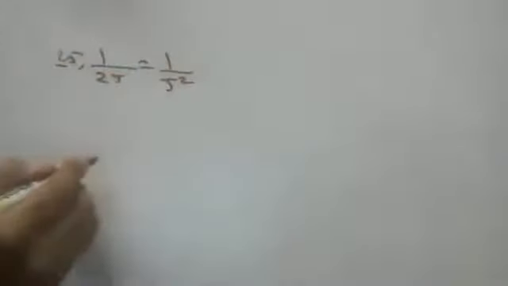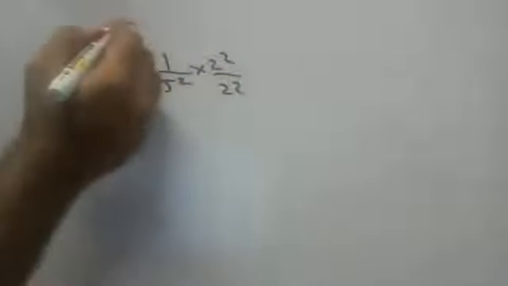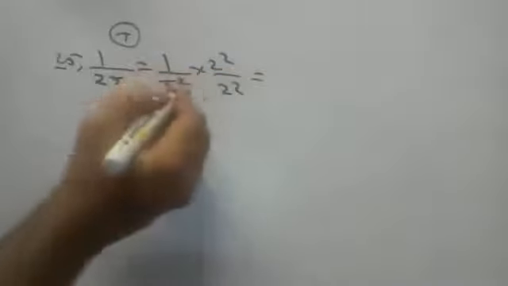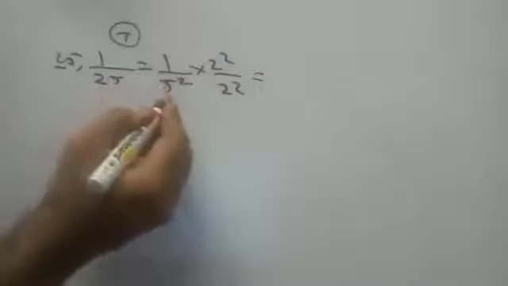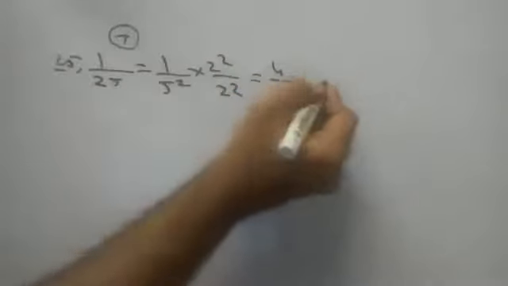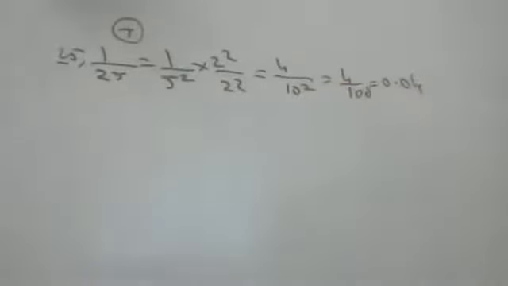Listen. 1 by 25. 1 by 5 square. 5 square means multiply and divide with 2 square because it is terminating, no, children. Only 5, only 2, and only 2 and 5 is good. Multiply and divide with, if 2 square is there, 5 square. If 5 square is there, multiply and divide with 2 square. 4 by 10 square. 4 by 100. 0.04. That's all, children.